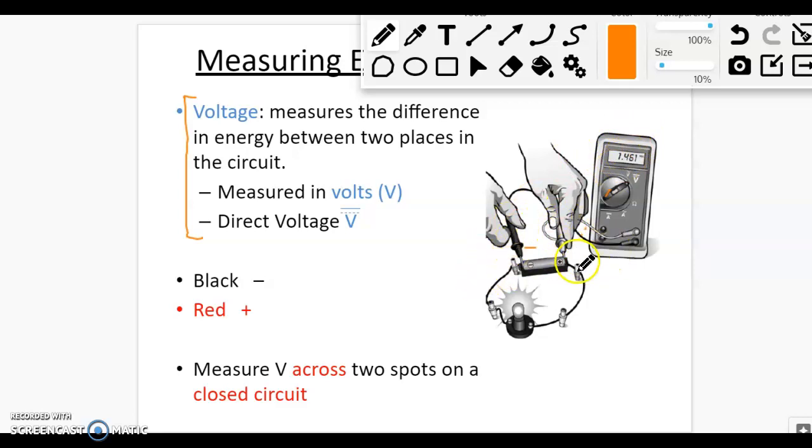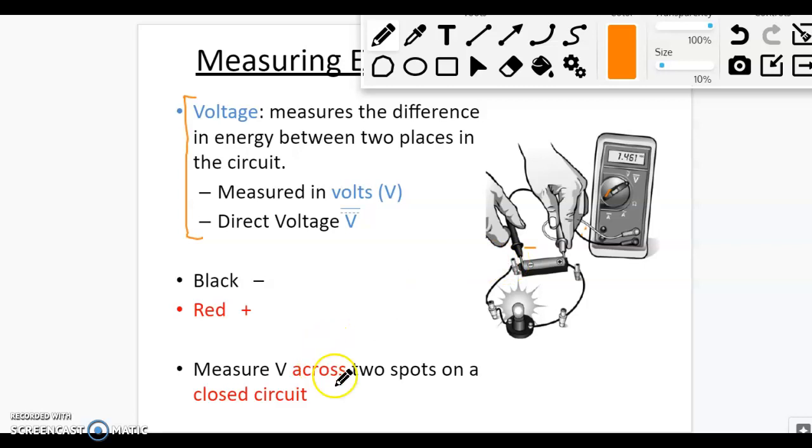When you touch both sides of the battery, then we end up with a voltage that shows up because there's a difference in energy from one side to the other. And that's where we get current to flow from the positive to the negative. You can think of it like going from high energy to low energy. That's kind of the gist of it.